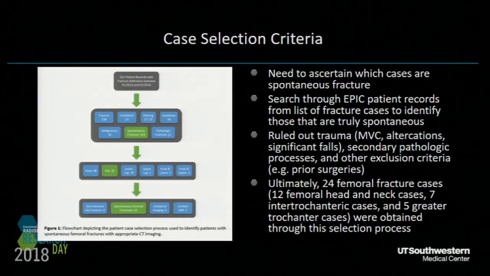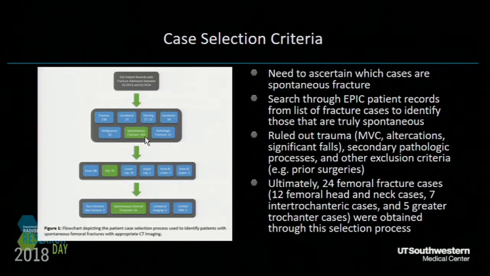So how do we go about selecting the cases in the study? We had 522 patients from the Parkland PACS who had some fracture admission between 2013 and 2016. We didn't know exactly what the cause of the fracture was, so we went through the case history in the EPIC chart, and we excluded any trauma, malignancy, any renal pathology, or any history of prior hardware or surgery at the site of the fracture. This left us with about 163 spontaneous fracture cases.